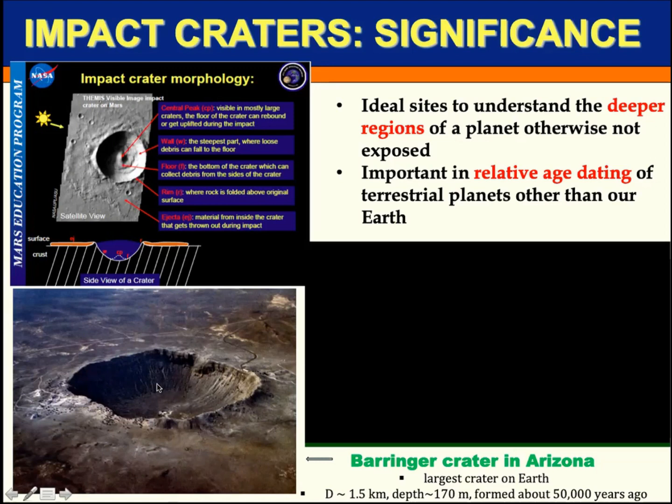But if you are looking at an impact crater over here, we can see what materials are present on the deeper side. So this has a lot of advantages in the planetary science context. The advantages are that we can understand the deeper region of a particular planet, otherwise not exposed, and it is also important in relative age dating of our terrestrial planets other than Earth.